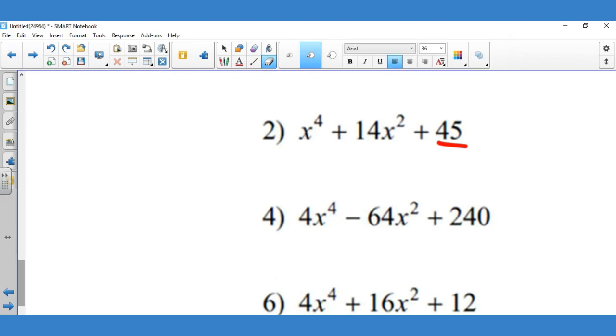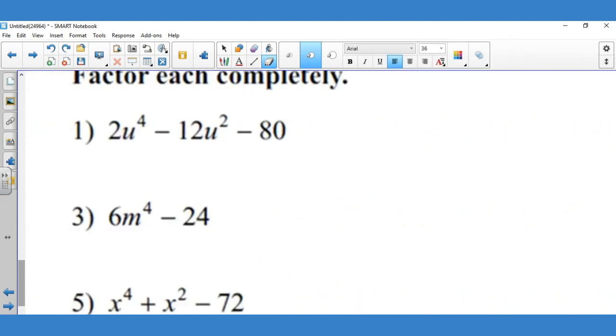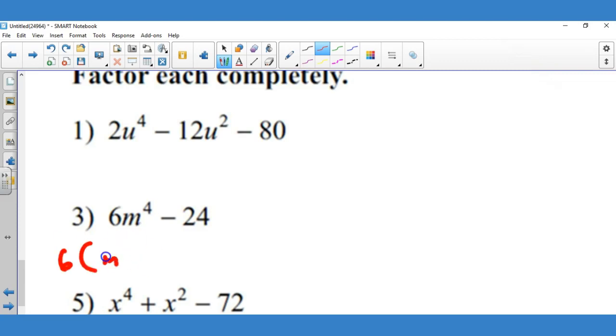Number 3. Let's see. Again, first, look and see if there's a GCF. 6 and 24 has the factor of 6 in common. So I factor out a 6. I'm left with m to the 4th minus 4, because 6 times m to the 4th is 6m to the 4th, and 6 times -4 is -24.